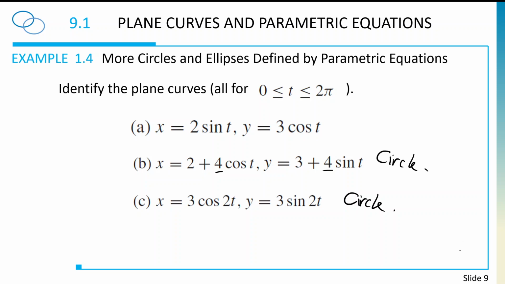Before I start the graphing, for part E, once the coefficients are different, this is not a circle, it will be an ellipse. So this case will be an ellipse. Now we'll discuss them one by one, and the given domain is one full revolution, so from 0 to 2 pi. Let's just check with part A.